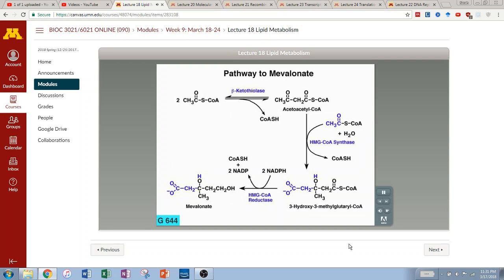Notice that it takes 2 molecules of NADPH to convert the thioester, which is the equivalent of a carboxyl group, into an alcohol. That is a 4-electron reduction, hence the need for 2 molecules of NADPH. In the process, a CoA molecule is released. The driving force for this series of reactions is the release of 2 CoA units and the conversion of 2 NADPH molecules to NADP+.